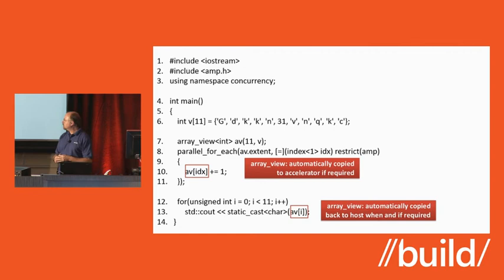They're really smart. Here on line 10, or actually when it's captured on line 8 into the lambda, the array view says, hey, I know that the latest version of my data is on the CPU. It's not on the GPU yet. So I'll automatically move it to the GPU at that point. I'll do my computations on it. And then on line 13, the array view gets accessed, but it's smart, and it says, hey, I know that the most recent copy of that data is on the GPU, so I need to move it back to the CPU and wait, if necessary, for that parallel_for_each to finish executing. So it all happens automatically for you. As a programmer, you need to be aware of it, because if you are moving a lot of memory around, it's going to impact your performance.